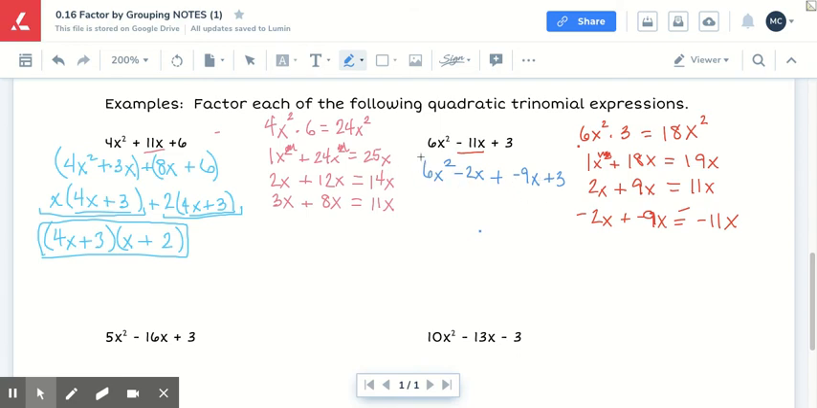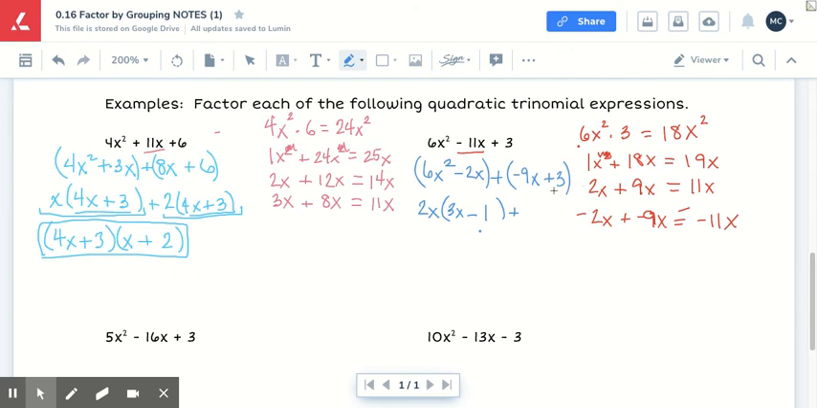Now once I've done that, I'm going to group together the first two terms and group together the last two terms, and I'm making sure that there's a plus sign between the two groupings. Now I'm looking for a greatest common factor in the first group. So between 6x squared and 2x, they have a 2x in common. So to find the other factor that goes along with that 2x, I would be dividing each of these original terms by 2x. So 6x squared divided by 2x would be 3x. And then 2x divided by 2x would be 1.